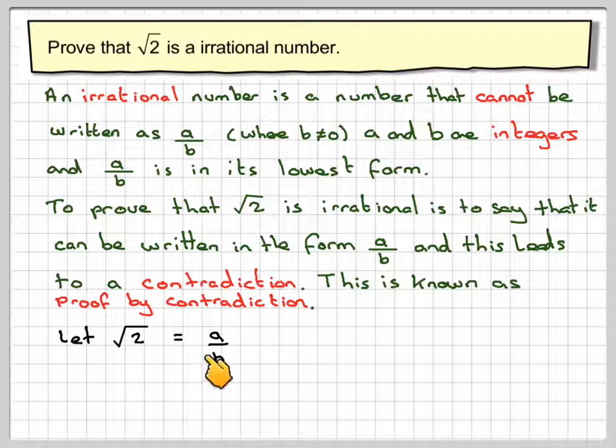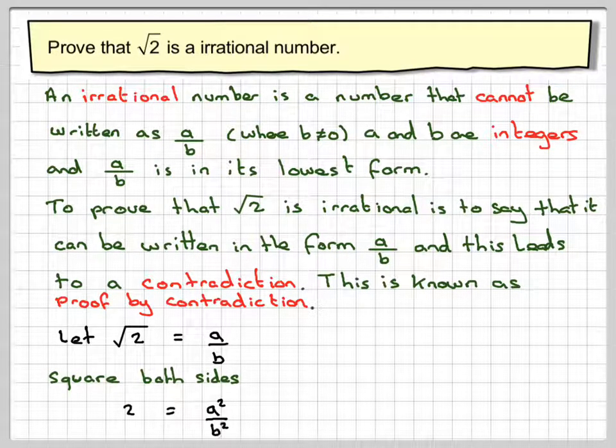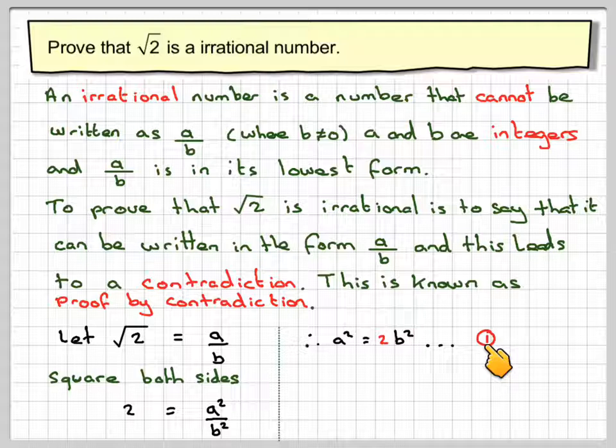i.e. that root 2 is a rational number, that's what we're saying there, then if we square both sides, which we can do, root 2 squared is 2, and a squared will be a squared, and b squared will be b squared. If we rewrite that, we can say that a squared is 2 times b squared, and at this stage we'll call this equation 1. Now that means that a squared must be an even number, because it's 2 times whatever b squared is. And if you multiply any number by 2, the result is that it's even.